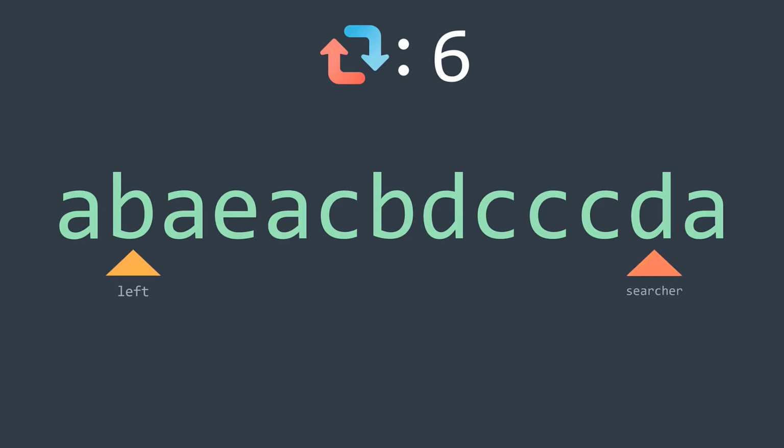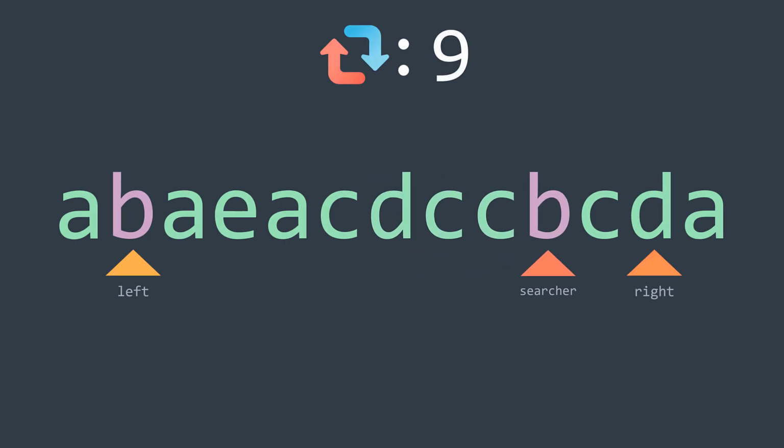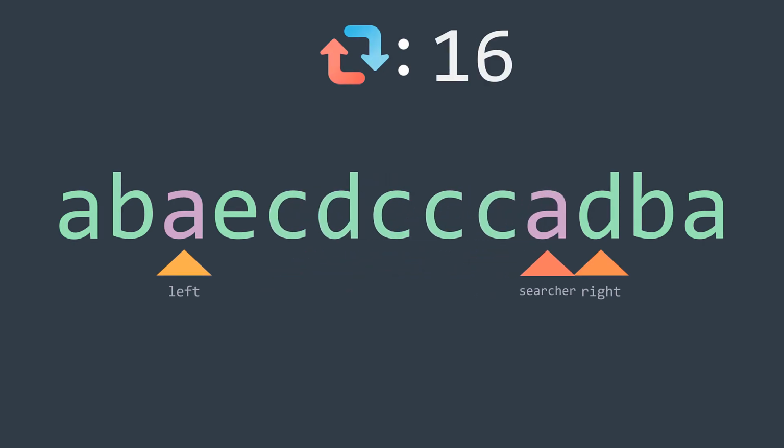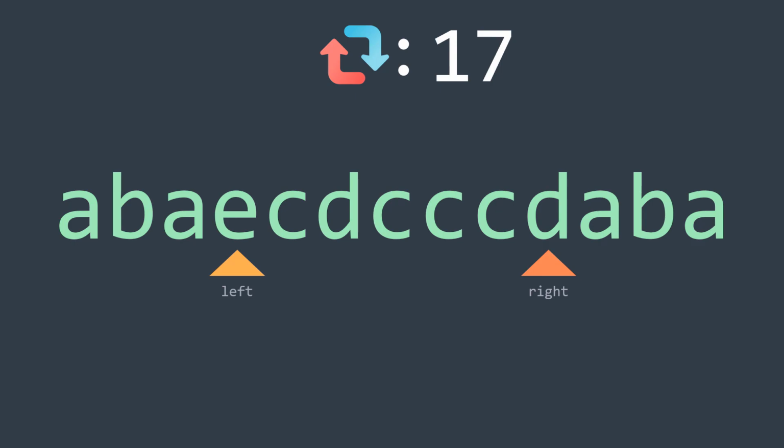Now we have to search for the letter B. Here we found B, so we take it to right. Next iteration, we search for the letter A. And we take it to right. Next iteration, we search for the letter E.